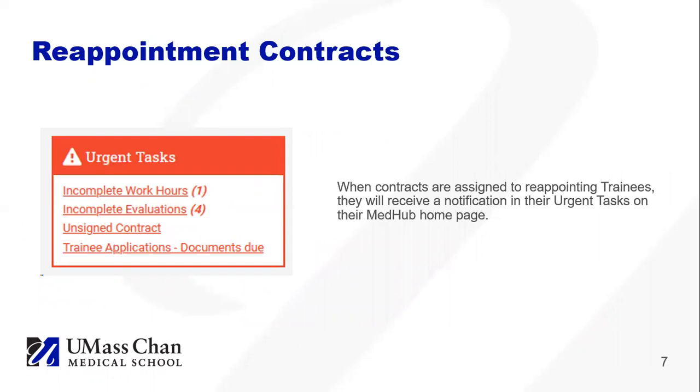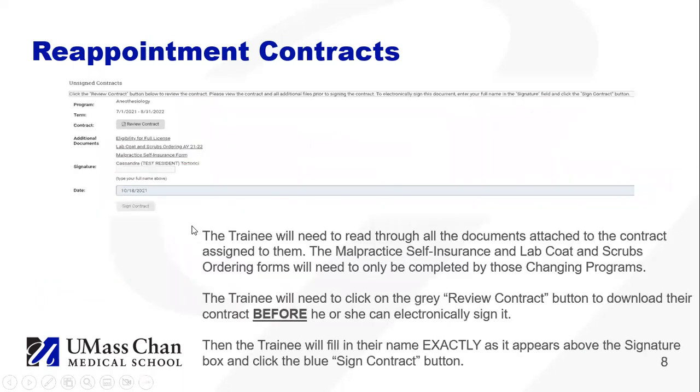Once contracts are assigned to the reappointing trainees, they'll receive a notification right here, unsigned contract, under their urgent tasks. This is what it'll look like. These additional documents may or may not be there. I don't think it worked out well for us last year, so we might not be doing it that way. So all the trainee has to do is click on review contract. It won't let them sign unless they click on review contract.